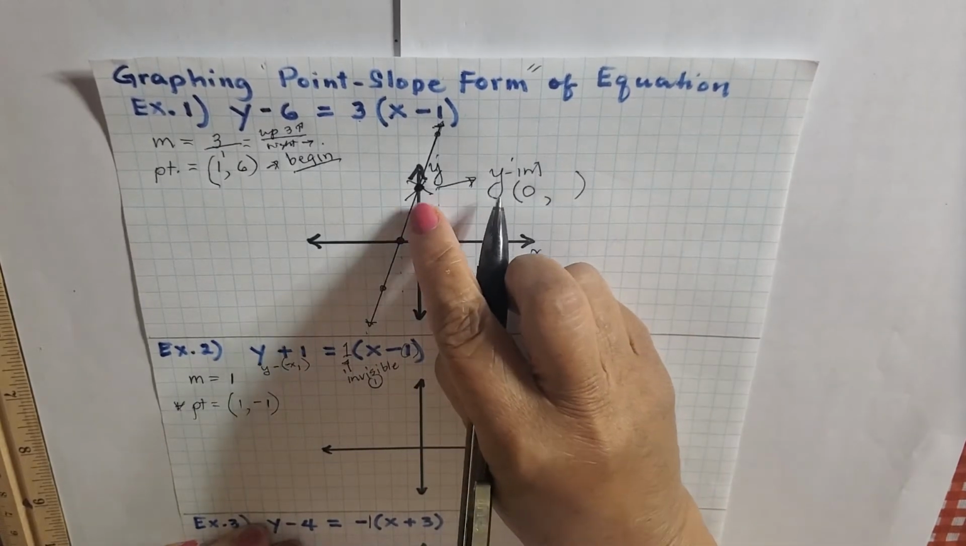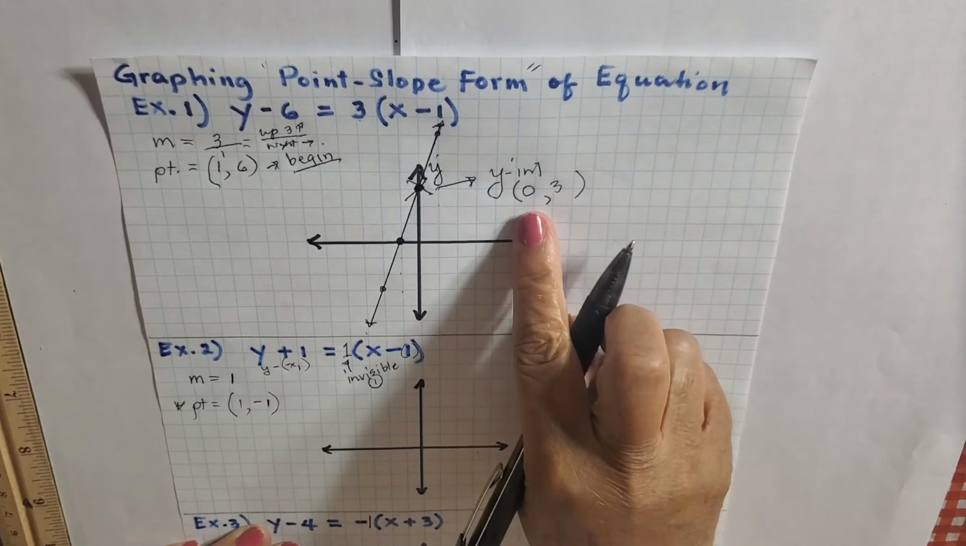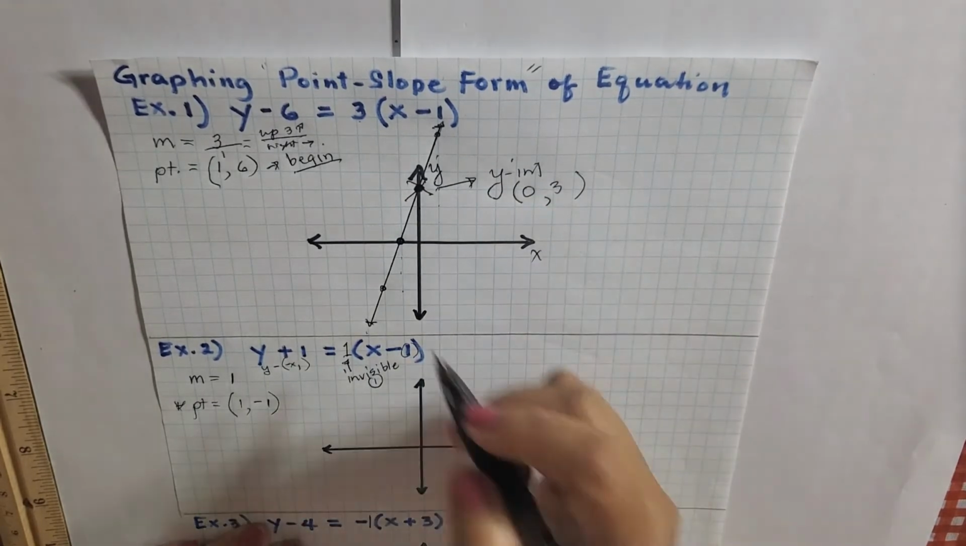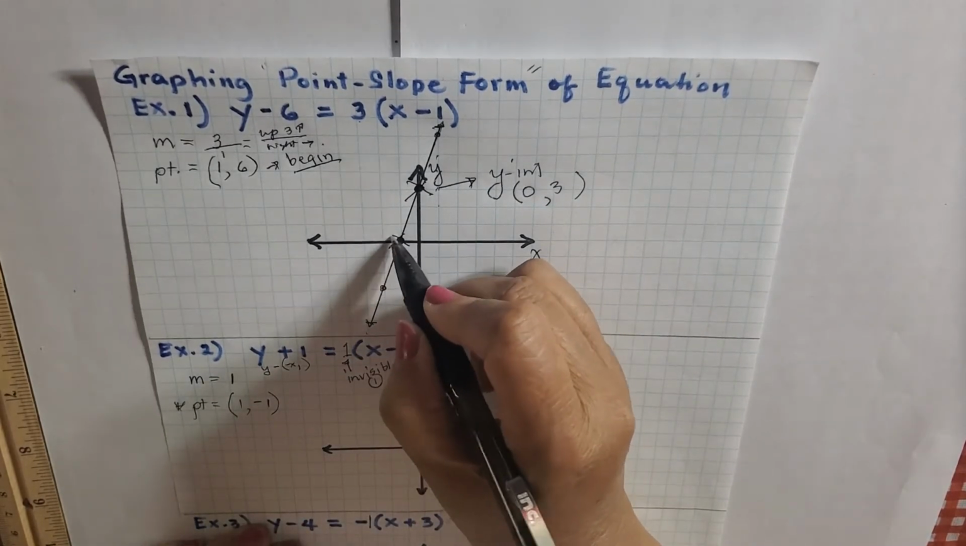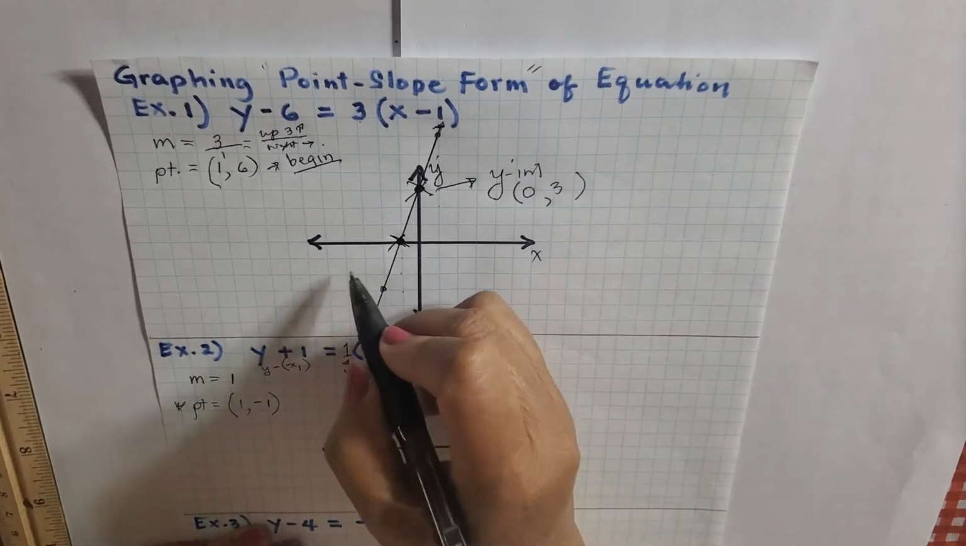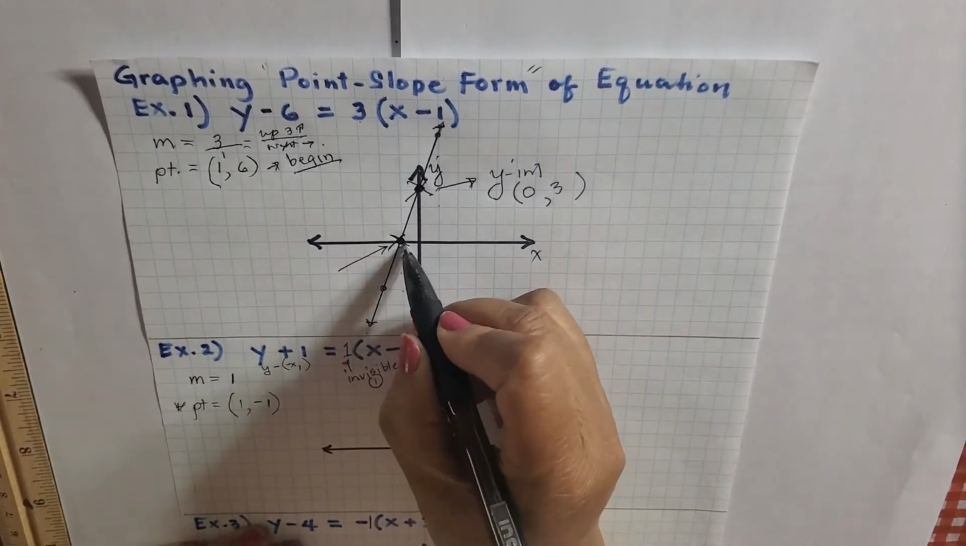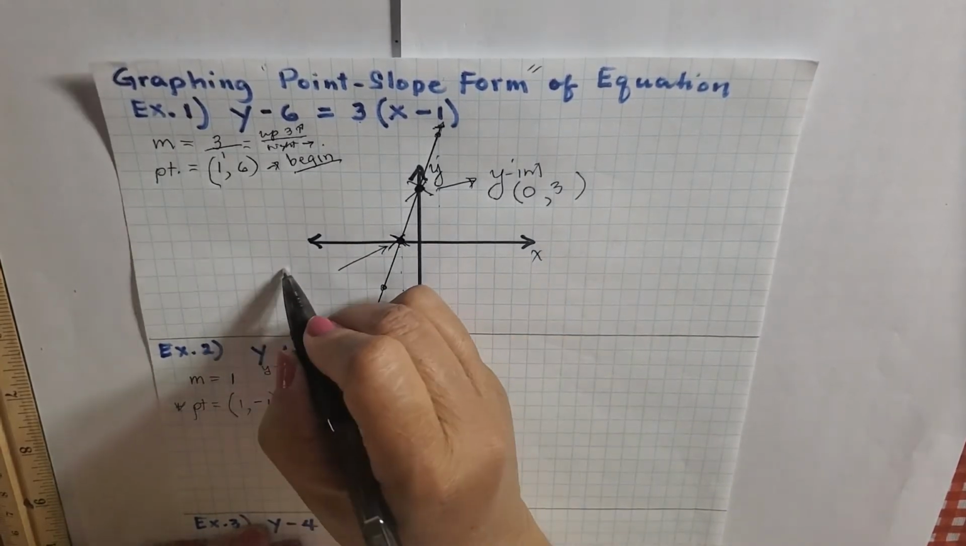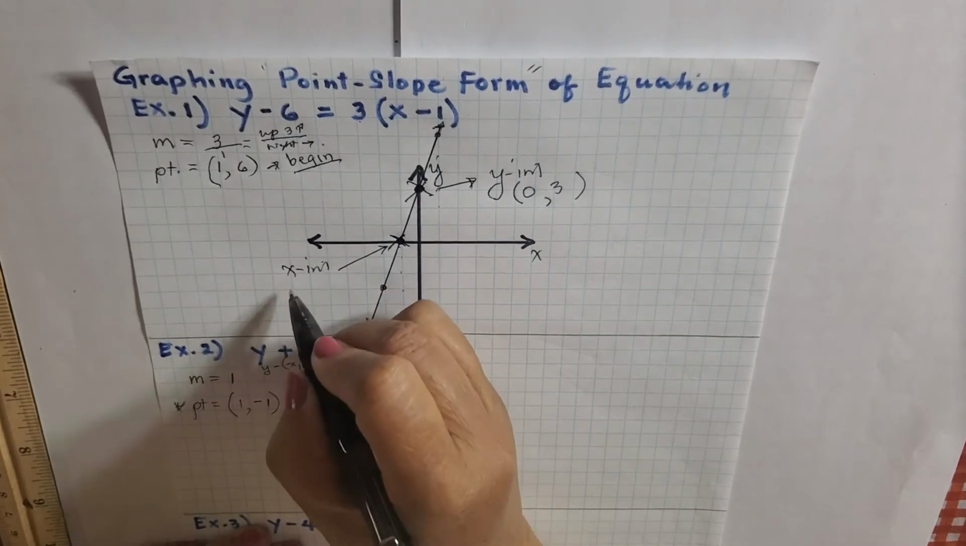So this 1, 2, 3. 3, 0. See? There is another key point here. The x-intercept, where the line crosses the x-axis. So this is your x-intercept.